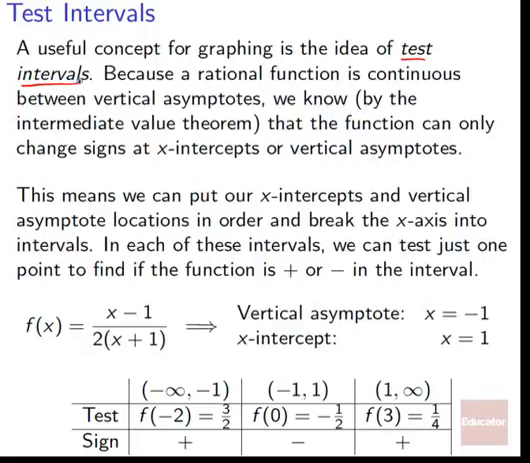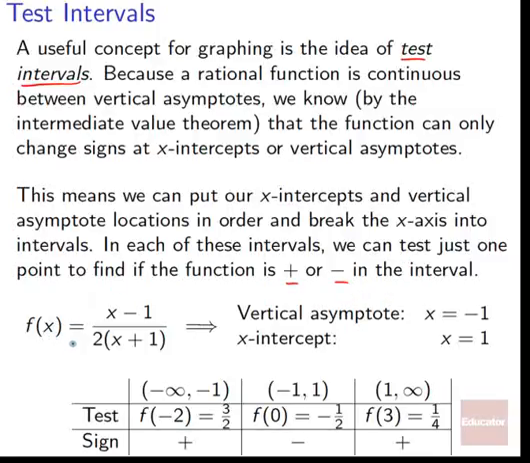This means we can put our x-intercepts and our vertical asymptote locations in order, and then break the x-axis into intervals. In each of these intervals, we can test just one point, because we know we can't jump until we hit an x-intercept or we hit a vertical asymptote. We can't flip signs. So we can test just one point to figure out, is it going to be positive in that interval, or is it going to be negative in that interval? In each of these intervals, we only have to test one point.